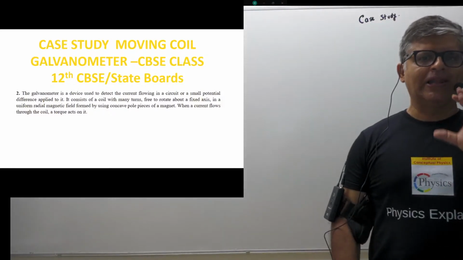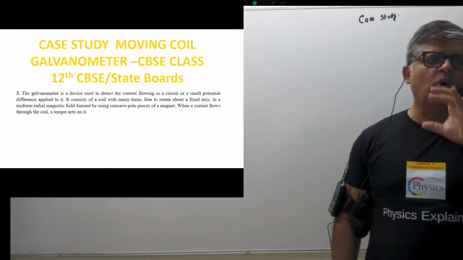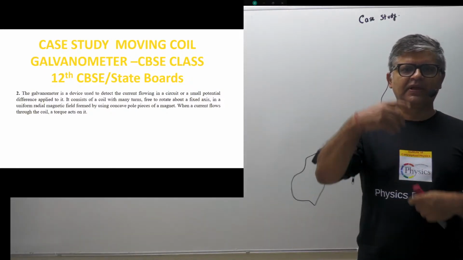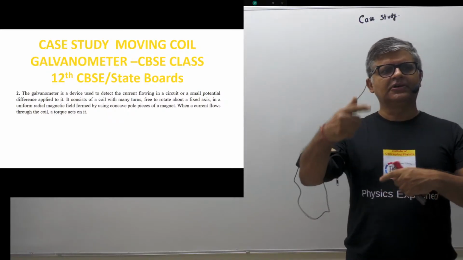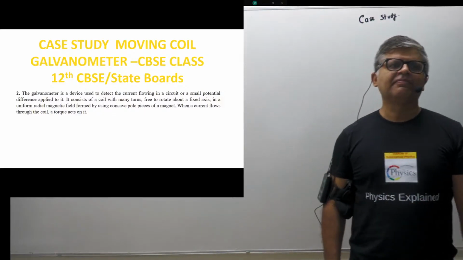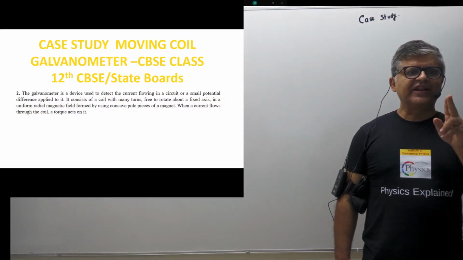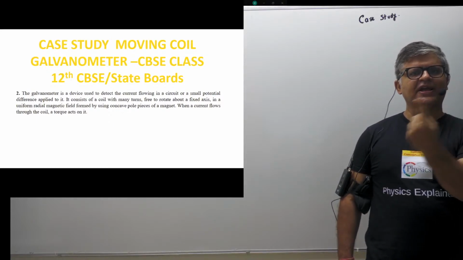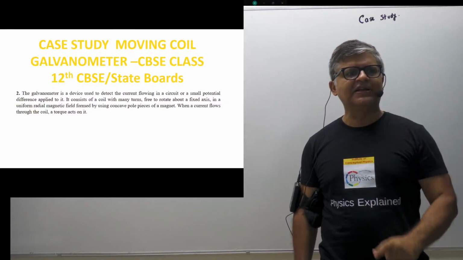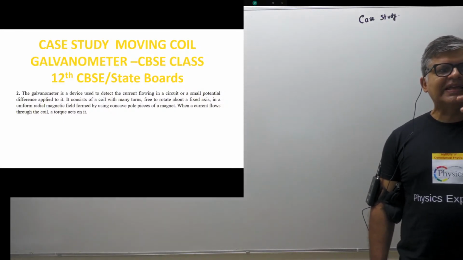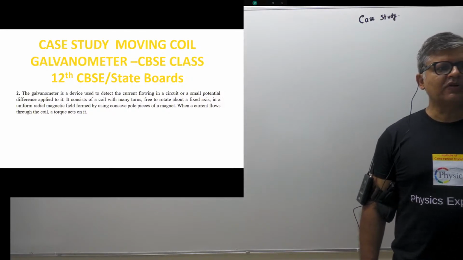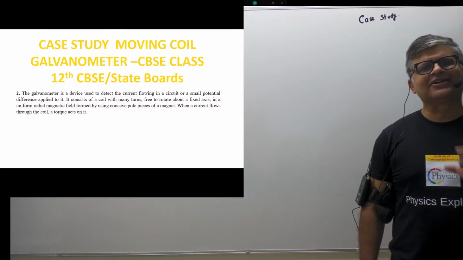It consists of a coil, right? So you can see the word moving coil, and therefore it does have a coil with many turns. You know that it is wound on a soft iron core, okay, and it's a rectangular coil which is used generally. And it is free to rotate about a fixed axis in a uniform radial magnetic field, which is found by using concave pole pieces of a magnet. When a current flows through the coil, a torque acts on it, right?